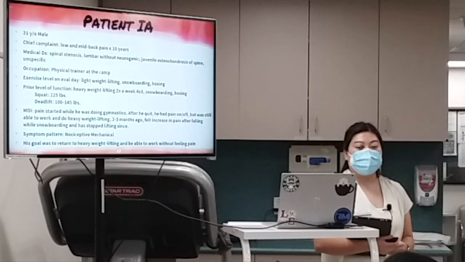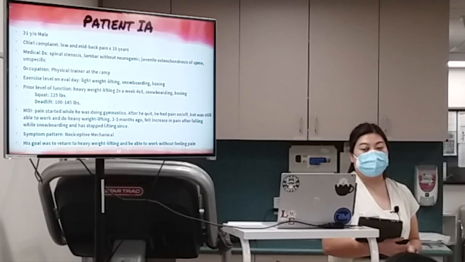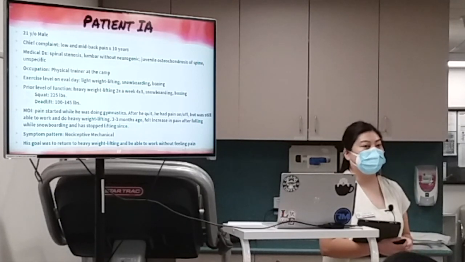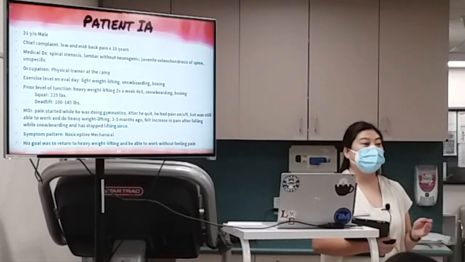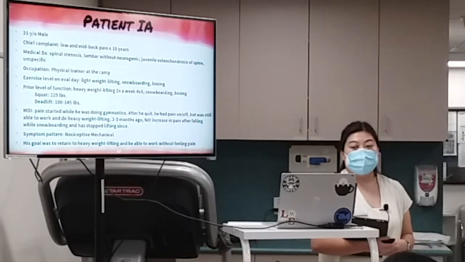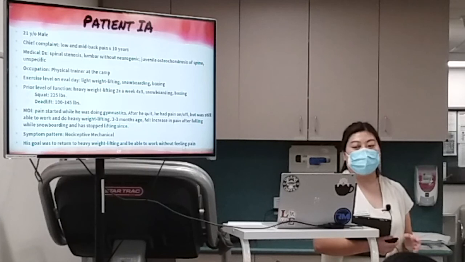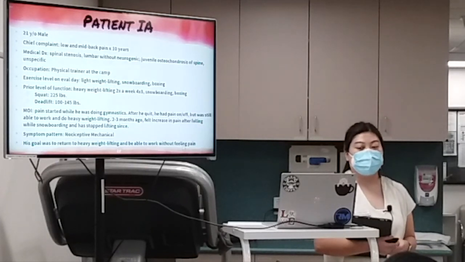His mechanism of injury was that his pain started while he was doing gymnastics. He was a gymnast from the ages of 6 to 17 years old, and he only quit because of his back pain. After he quit, he had pain on and off, but was still able to work and do heavy lifting.